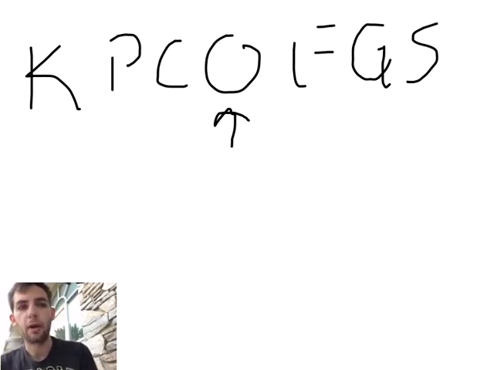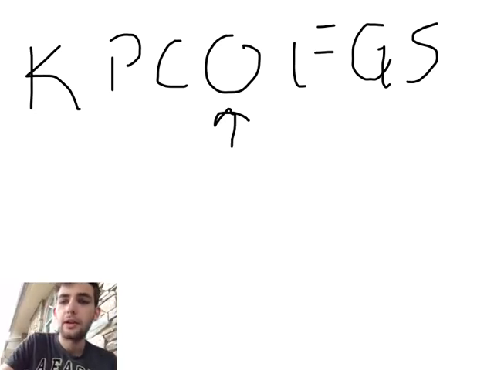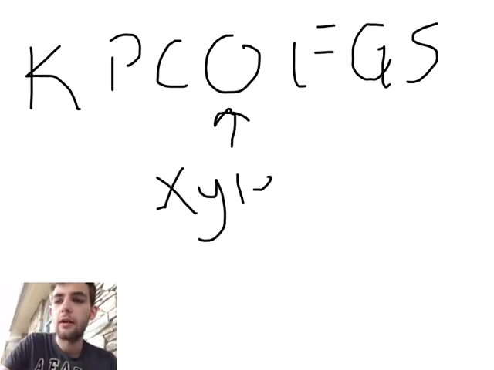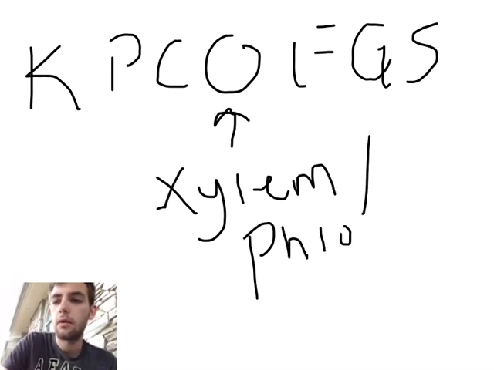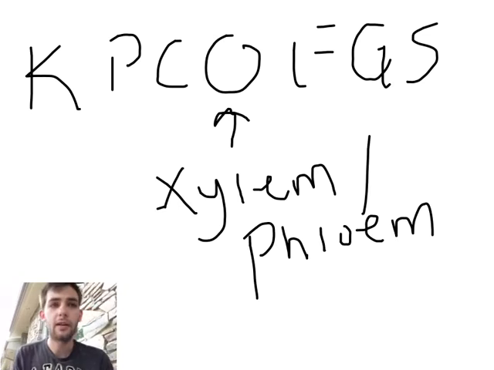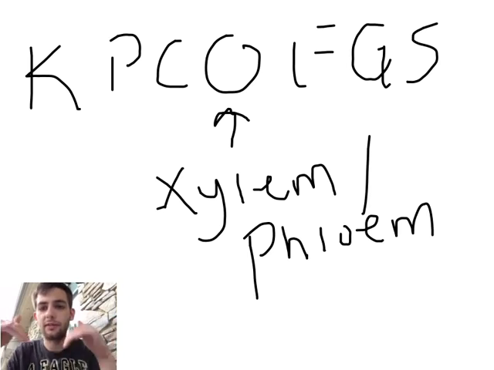Number 4, what is the primary role of vascular tissue in plants? Vascular tissue in plants, meaning things like xylem and phloem. Xylem is going to be moving water. It's going to move water up the plant, and phloem is going to be taking glucose from the leaves down to the roots. And so the best answer choice there for number 4 is going to be C.